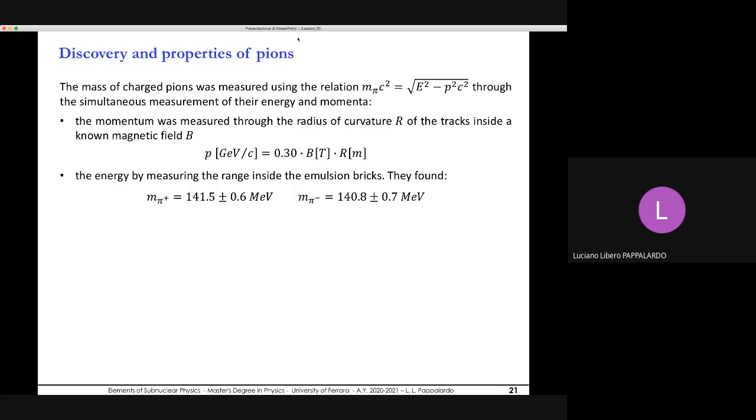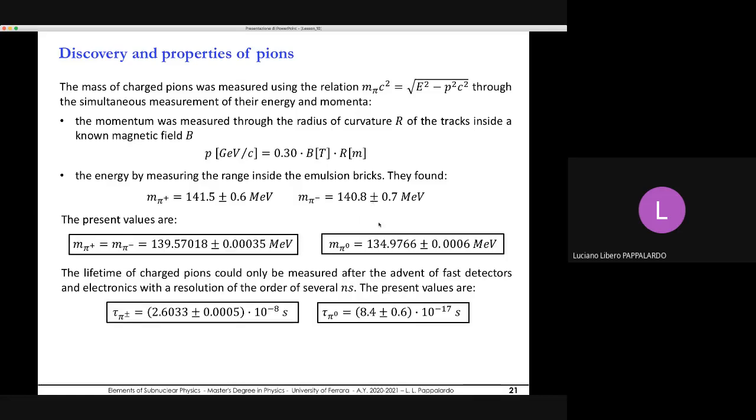Okay, and so overall, they found these results. So 131 MeV for the pi plus, and essentially the same value for the pi minus. Okay, which are of course absolutely consistent within the large uncertainty that they had at that time. Now we can compare these results with the present values of the pions, which is here reported. Of course the precision is immensely increased over time, and you see that the mass of the pi plus and the pi minus is indeed exactly equal.